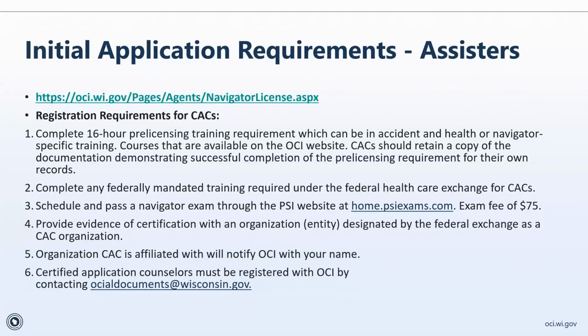Entities employing one or more non-navigator assisters are required to provide the Commissioner with a list of all CACs that it employs, supervises, or is affiliated with once the individuals are authorized by the Federal Exchange to provide that assistance. Entities employing, supervising, or affiliated with CACs assume legal responsibility for the acts of those CACs.